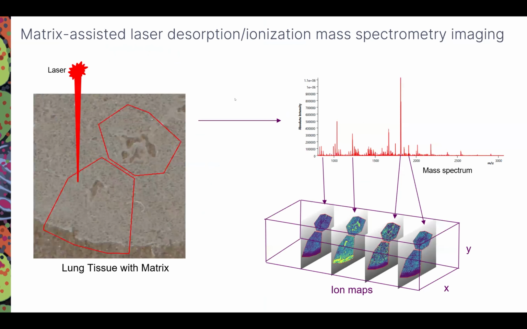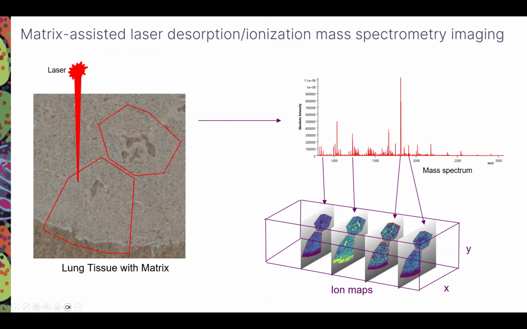One of the main techniques that we use for this research is called matrix-assisted laser desorption ionization mass spectrometry. The way it works is that we have our lung tissue sample sprayed with ionic matrix, and then we apply our laser that shoots our sample and as a result creates this mass spectrum. On the x-axis of our spectrum, we have the molecular mass, and on the y-axis, we have intensity. At every single peak of our mass spectrum, we can create an ion map.